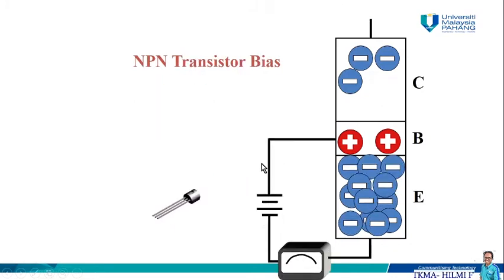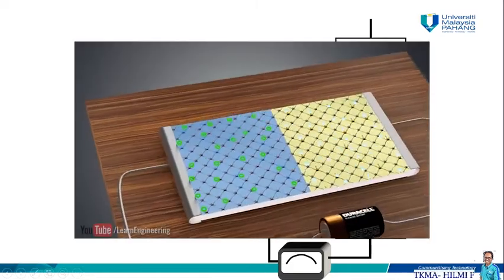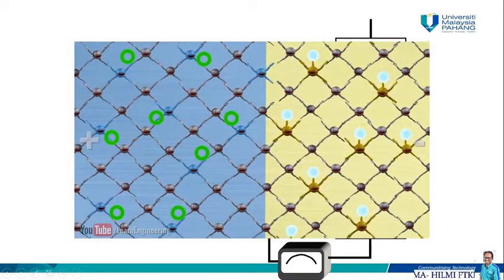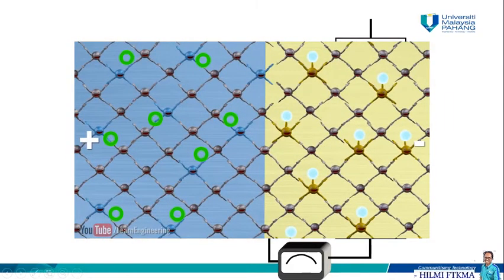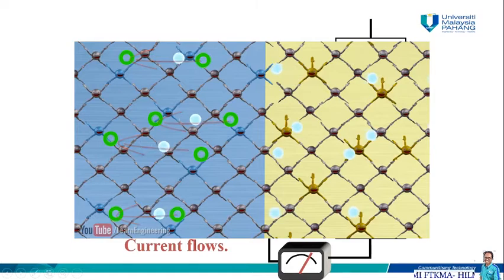So no current flows. And then if we connect the input voltage and ammeter to the base and emitter, we are going to have a forward bias. Remember, in forward bias, the electrons can move from the N region to the P region, and therefore allow current to flow. We are going to have current flowing between the emitter E and the base throughout this circuit.